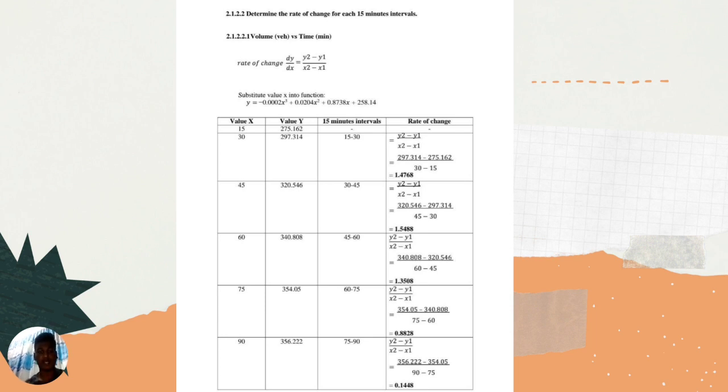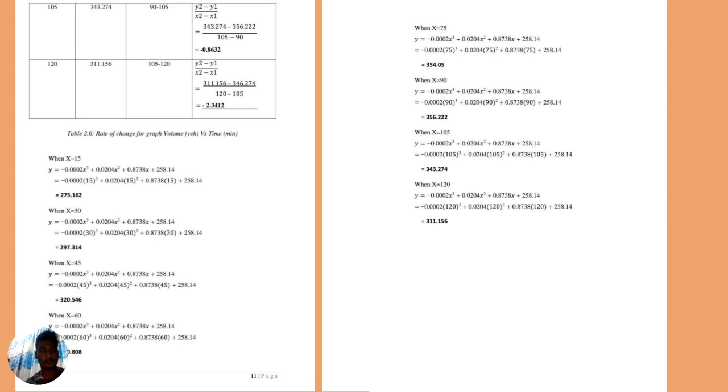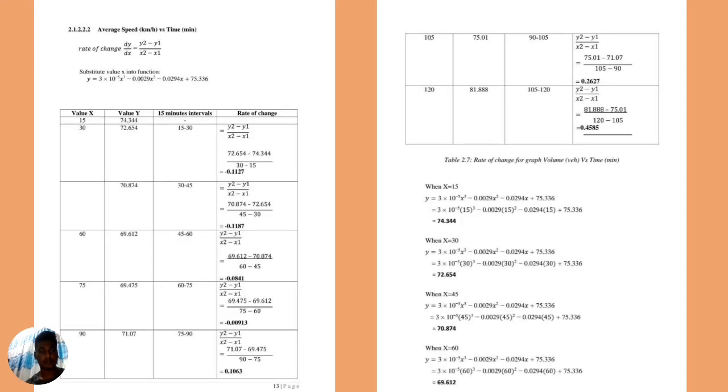So these times will be set as the x values, and then we substitute them into the y equation, the equation for volume versus time, to get the y value and then the rate of change. The same goes for the other equations; when we substitute, we get the answers, mostly to two decimal places and some to three. Next, we'll look at average speed versus time.